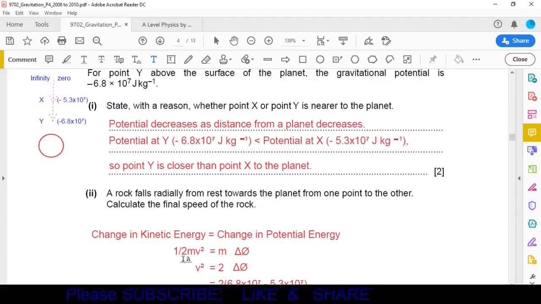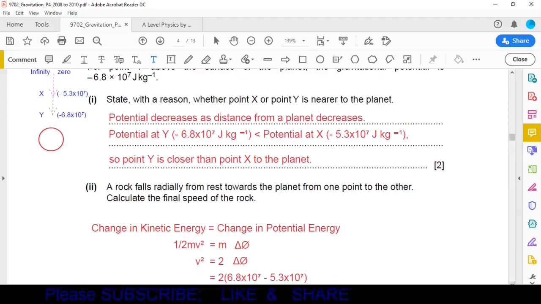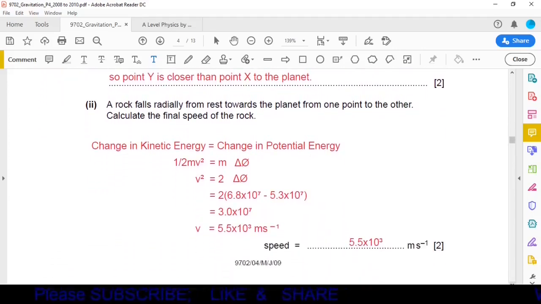Kinetic energy is given as half m v squared and potential energy is given as m into delta phi. Now we have to calculate the value of v. So we have to make v squared our subject, and by doing so we have v squared is equal to 2 into delta phi. Now delta phi is the change in the gravitational potential when the object is moving from point X to Y.